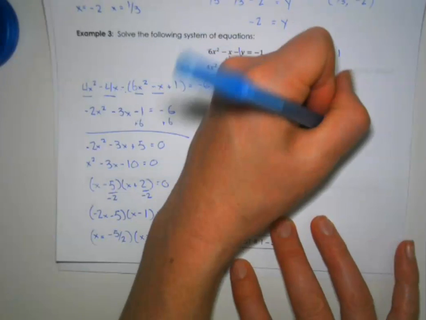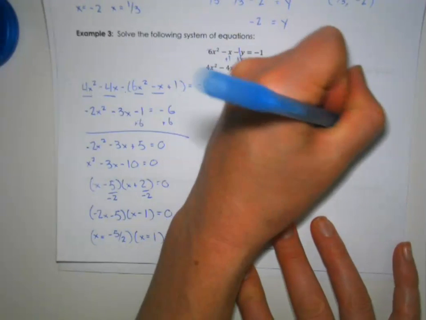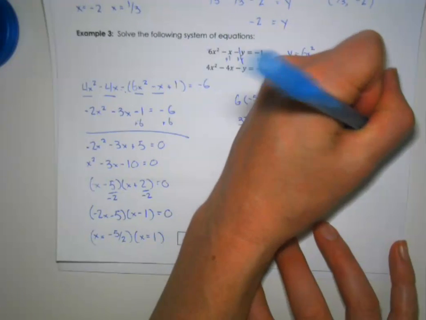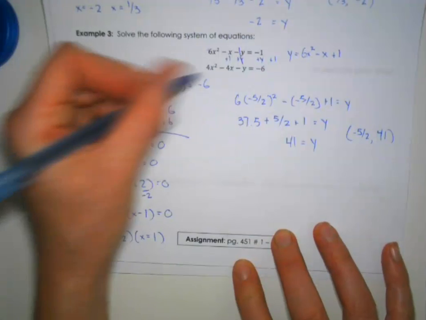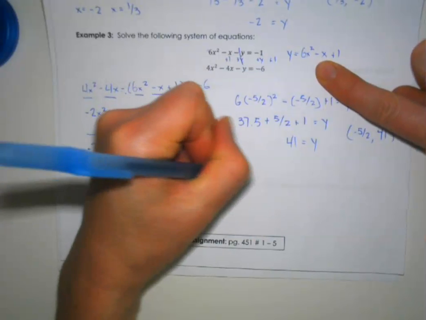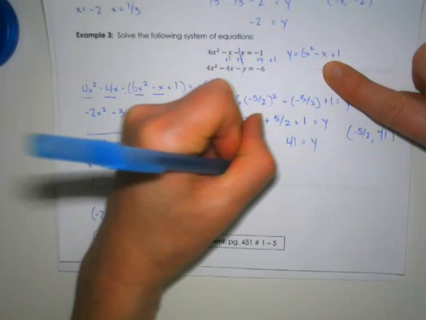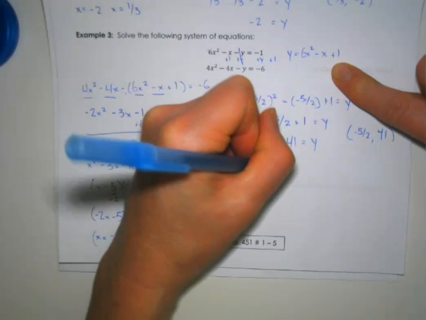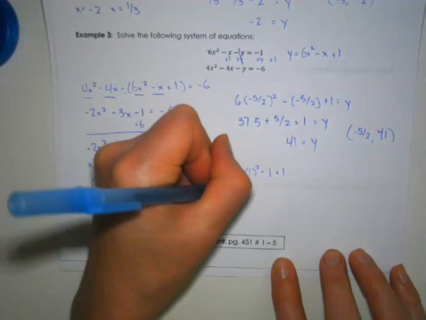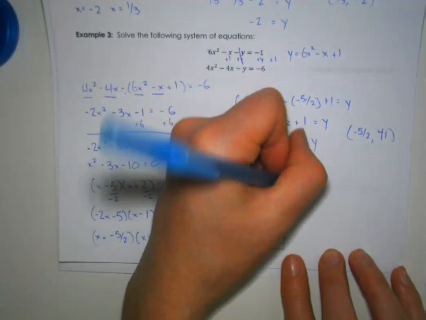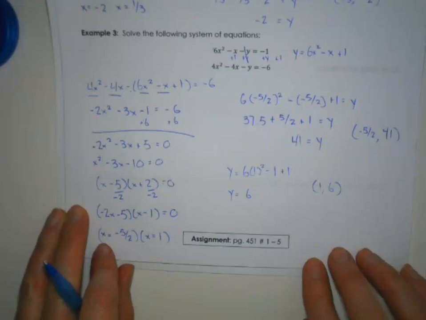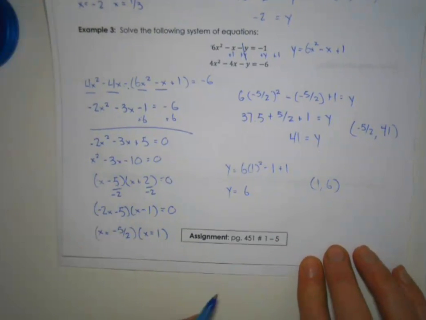So our first solution is x equals -5 over 2, y equals 41. Then for our second solution, we're subbing in 1. Nice and easy. y equals 6 times 1 squared minus 1 plus 1, so basically 6. So our second solution is 1, 6. And again, you can go ahead and check that out on your graphing calculator if you need to confirm.